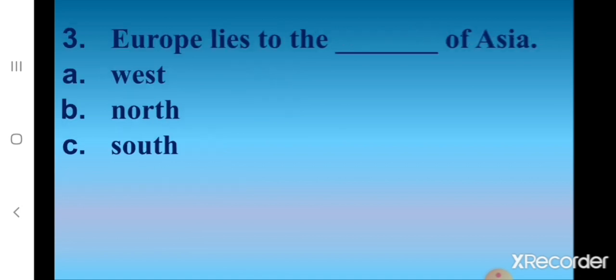Third one. Europe lies to the dash of Asia? A. West, B. North, C. South. What's the correct option? Correct. A. West. Europe lies to the west of Asia.